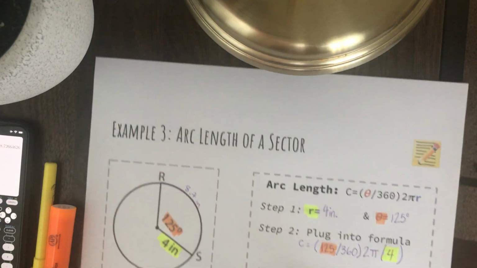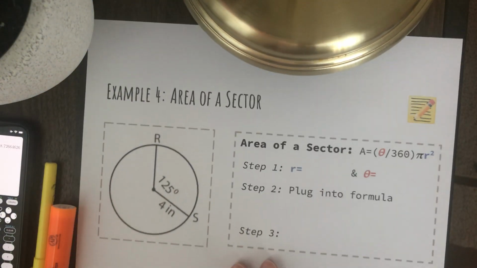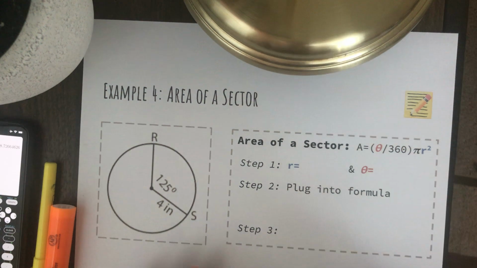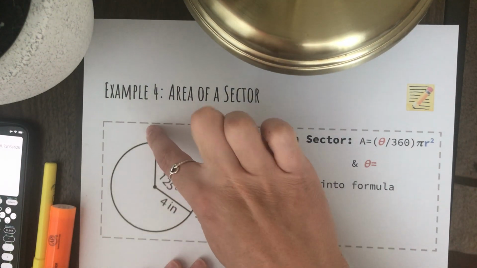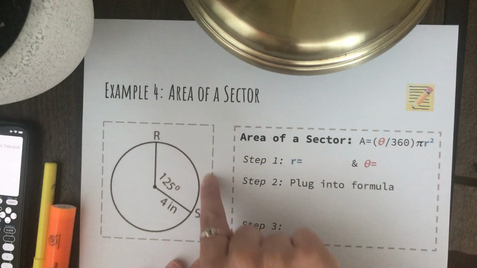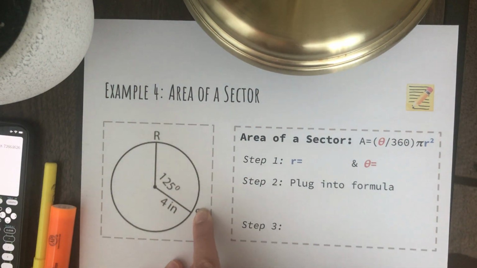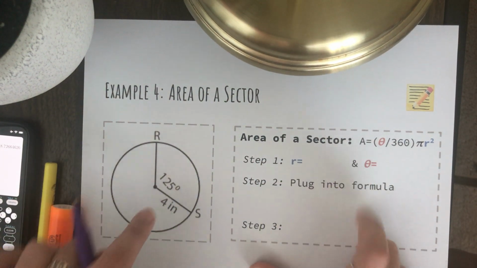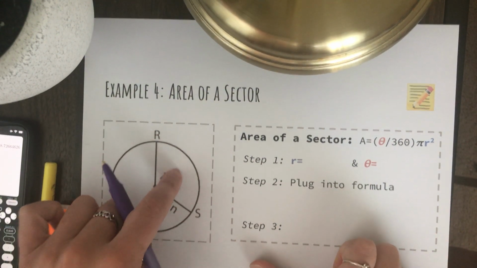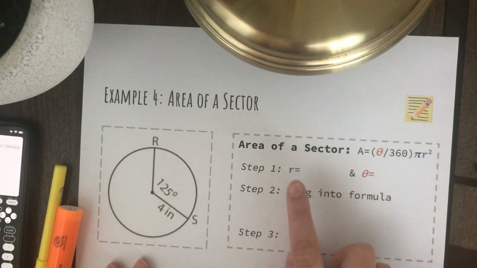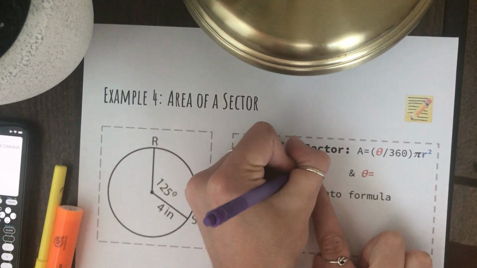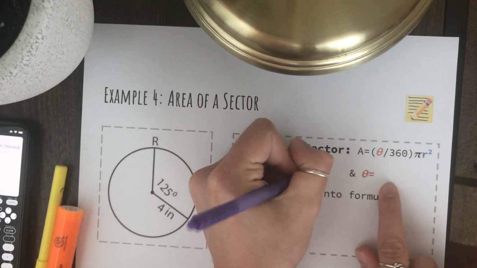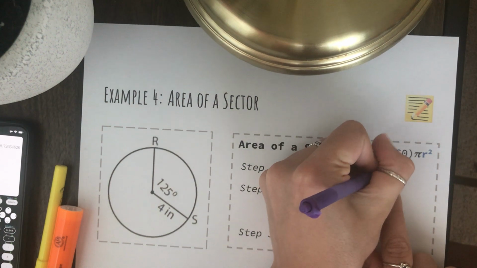So let's go ahead and find the area of this sector on this next slide right here. So again, it's the same exact image. First, we found the arc length of it. How long is this piece from R to S? And now we're going to find the area of the sector. How much area is just in this one piece of this circle? So again, I'll fill out my r and my theta, same as before. So r is 4 inches, and theta is 125 degrees.